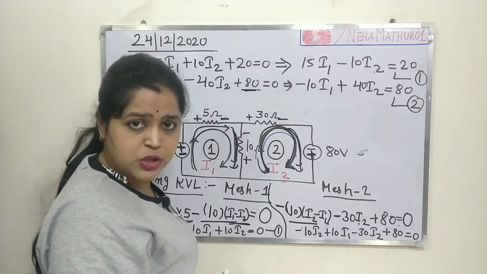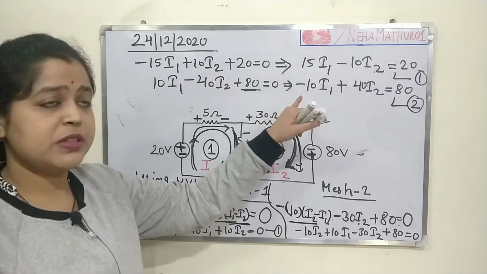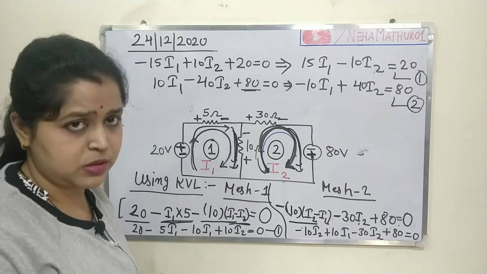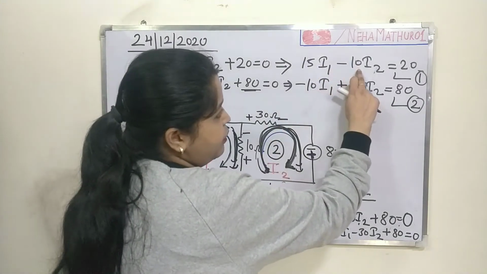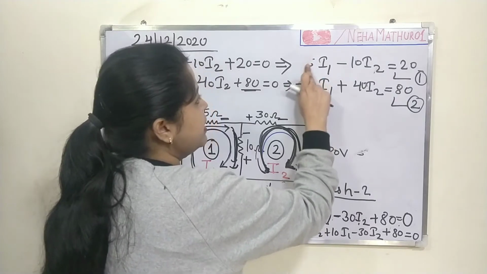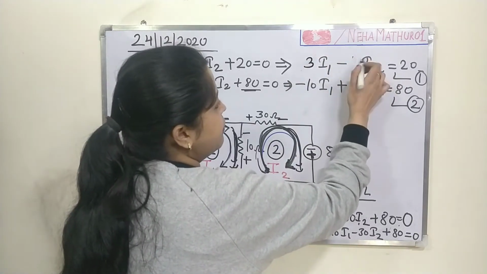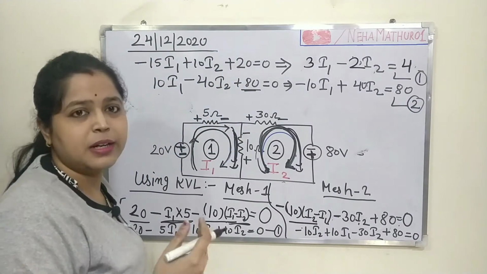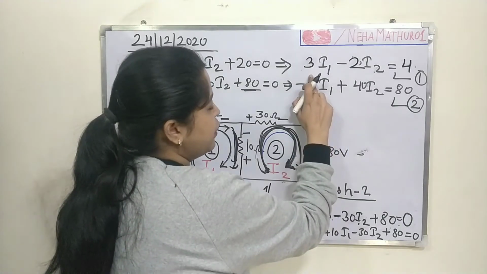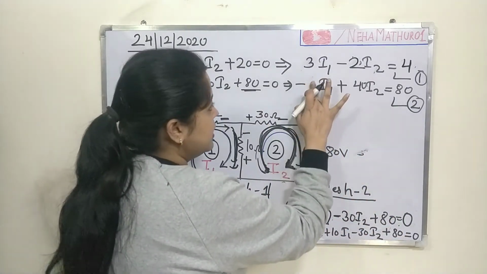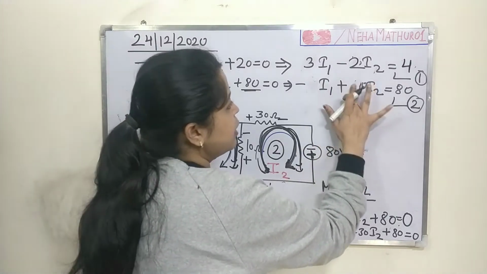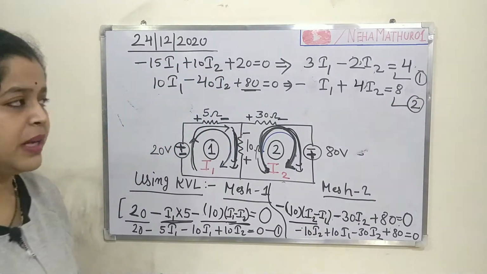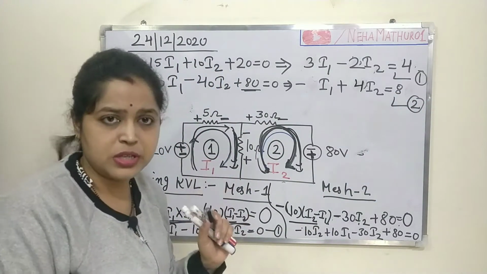Now you have two equations, you will have to solve these equations. Before starting to solve them, one more suggestion is to try to make them simpler if possible. Just like here, if you divide by 5, it will be 3, 5 times 3 is 15, 5 times 2 is 10 and 5 times 4 is 20. So the equation becomes a little bit simpler. Similarly, if you divide this equation by 10, 10 divided by 10 becomes 1, 40 divided by 10 becomes 4, and 80 divided by 10 becomes 8. Now you have two basic simple equations.